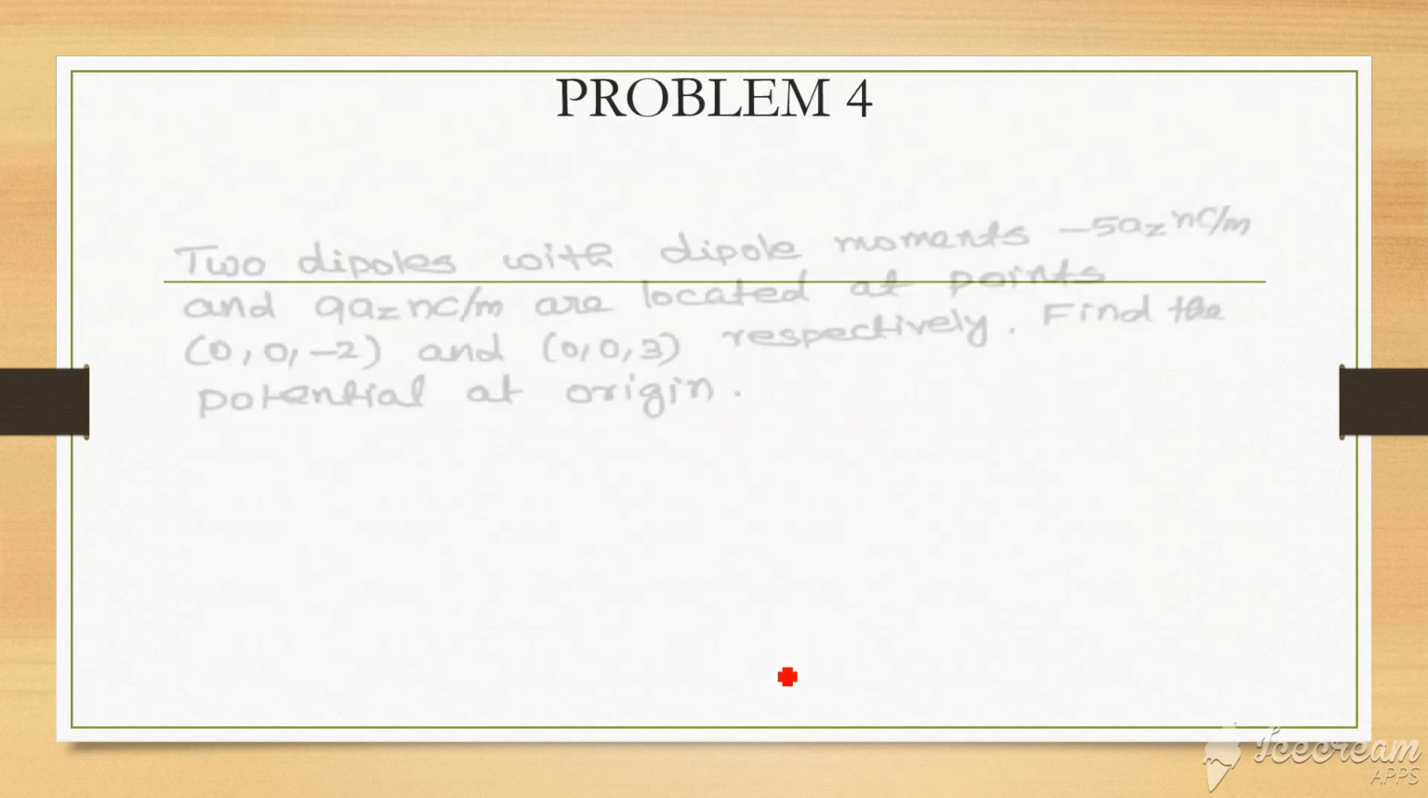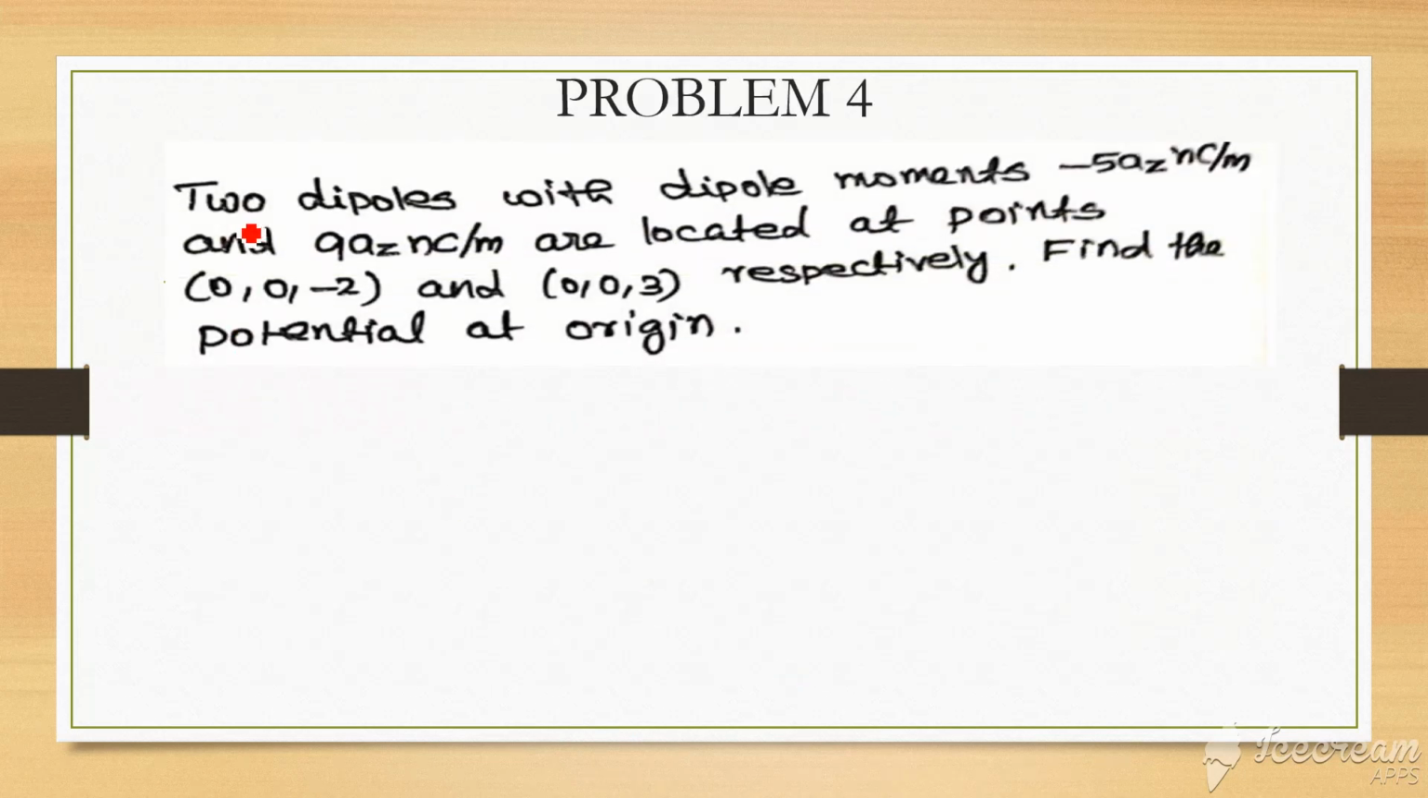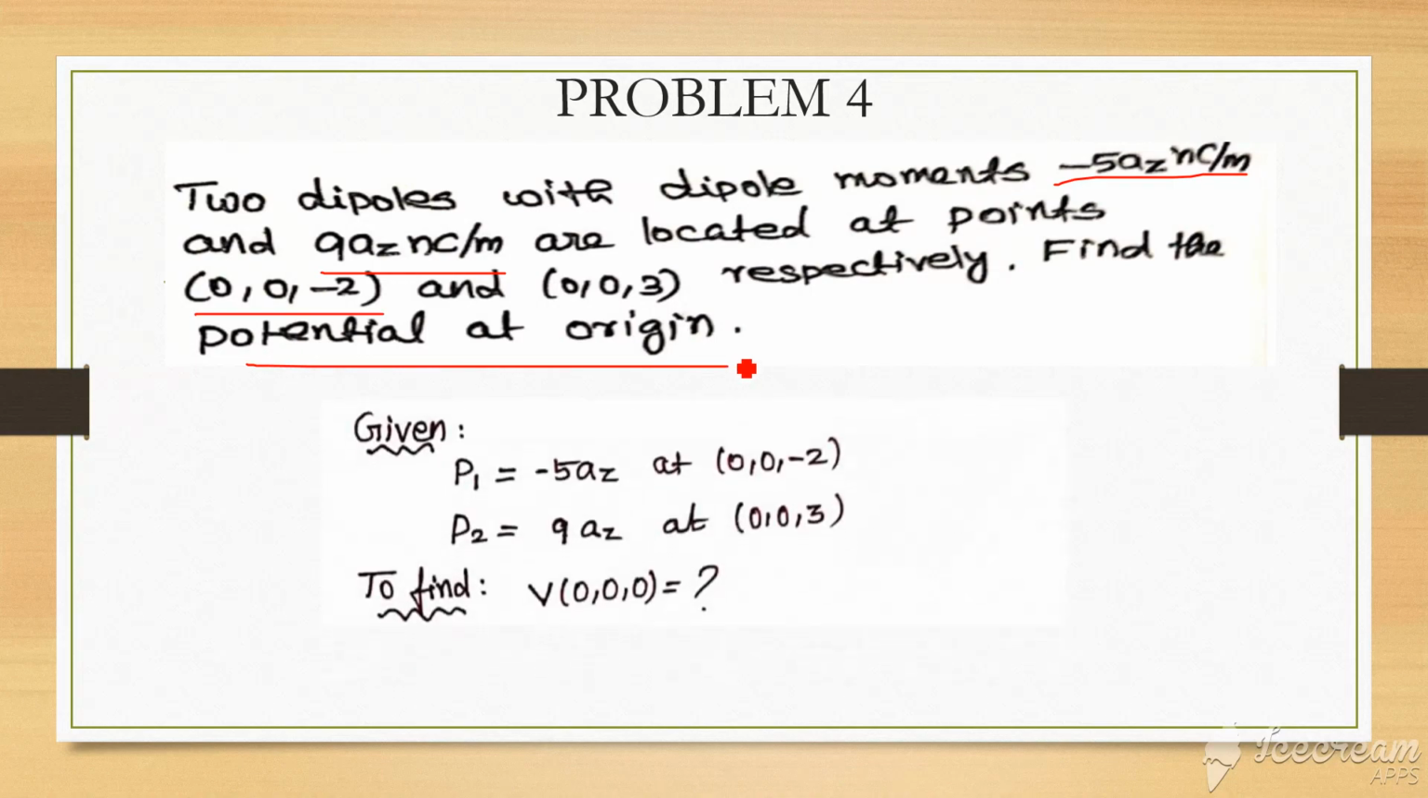Now we can move to problem 4 with respect to dipole. Two dipoles with dipole moments minus 5 AZ nanocoulomb per meter and 9 AZ nanocoulomb per meter are located at the points 0, 0, minus 2 and 0, 0, 2 respectively. Find the potential at the origin. This is the given data: dipole moments P1 and P2 at the points are given. We need to find the potential at the origin 0, 0, 0.